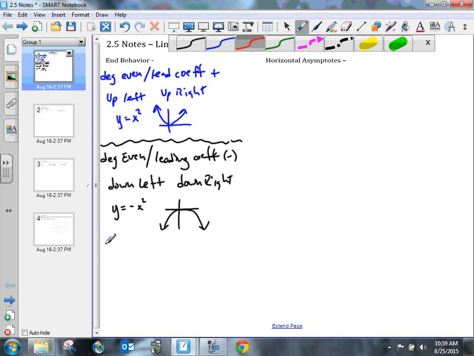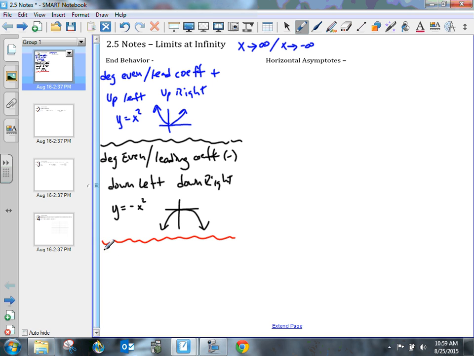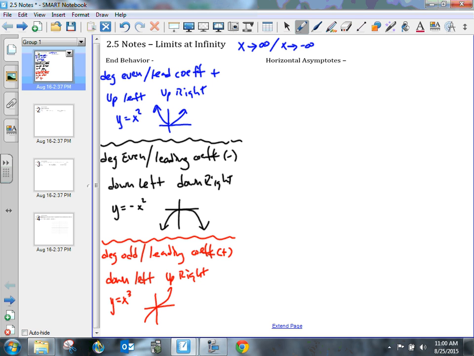A third scenario is when our degree is odd, okay, and our leading coefficient is positive, all right? And so that would go down to the left and up to the right, okay? And I think of the equation y equals x cubed, okay, that function behaves like this, okay? So we go down to the left, up to the right.